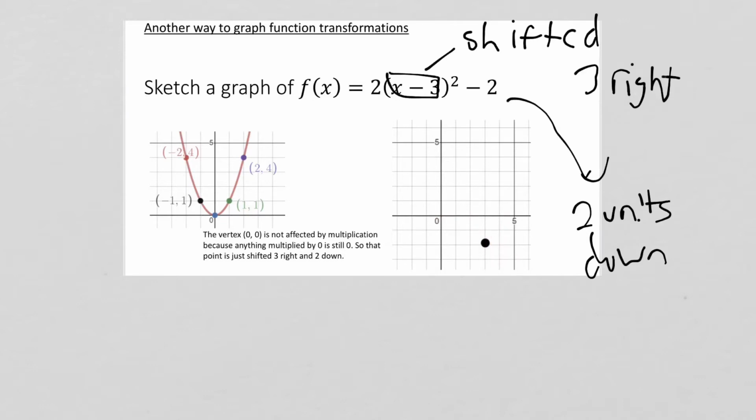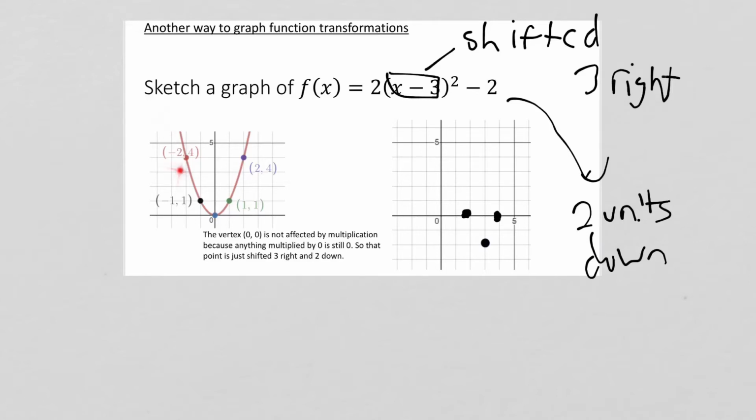So now the next part that we have to address is this 2 out front. This is making our outputs 2 times bigger. It's making our graph 2 times steeper. So what we have to do is consider where these other points are in reference to the vertex. When I look at my original graph, normally from the vertex I travel 1 in the x direction, 1 in the y direction because I have a point at (1, 1). So from my vertex, instead of going over 1 up 1, I'm going to go over 1 up 2 because I've made my outputs twice as big. So now I'm going to go over 1 up 2 and put a point, and then over 1 up 2 and put a point.